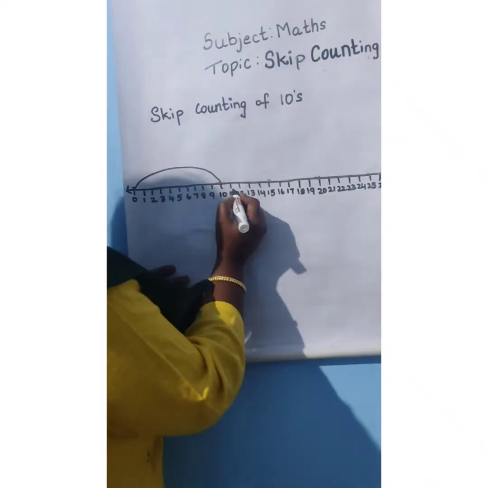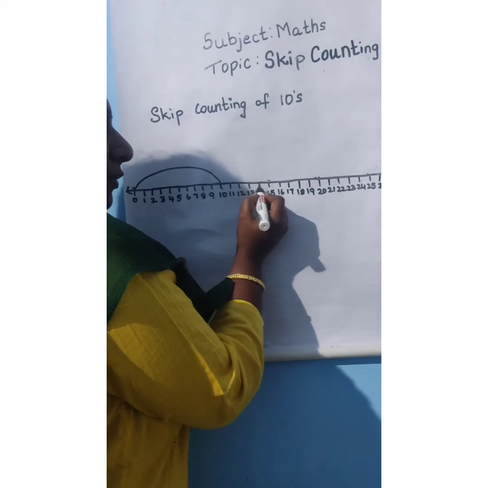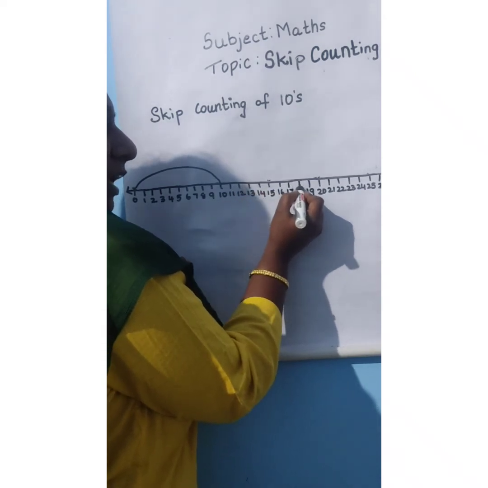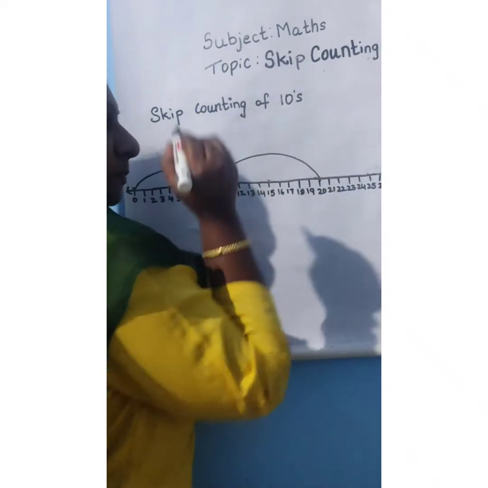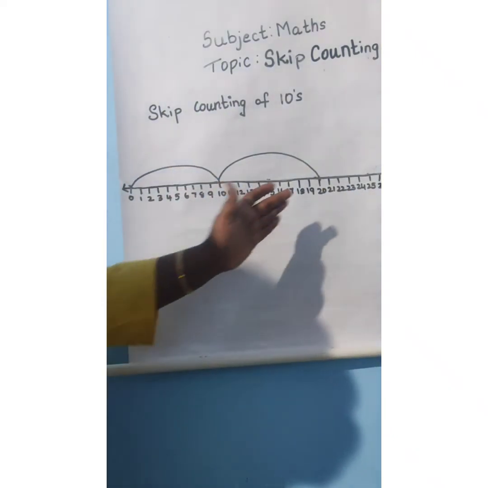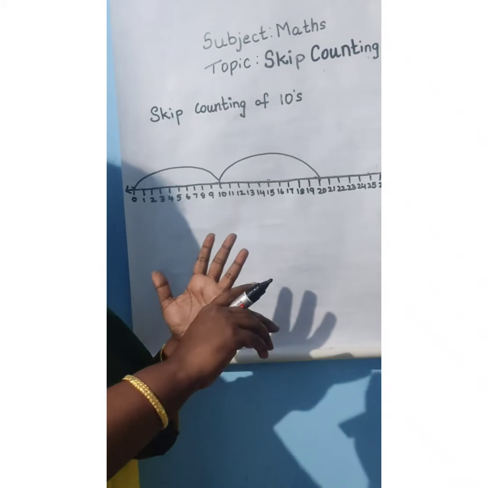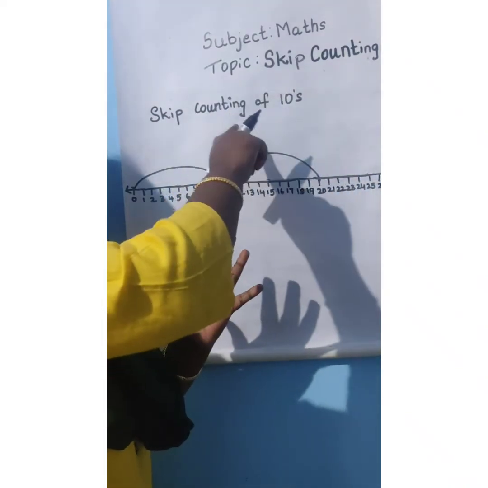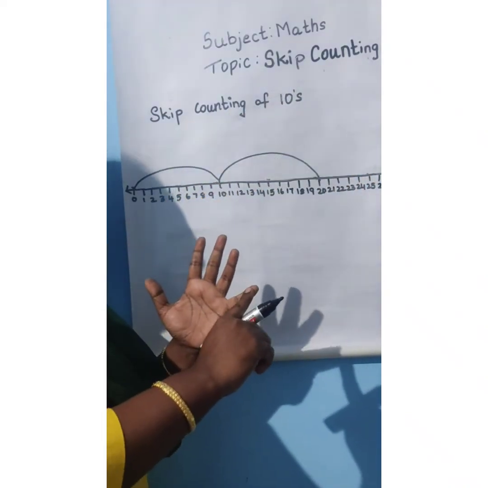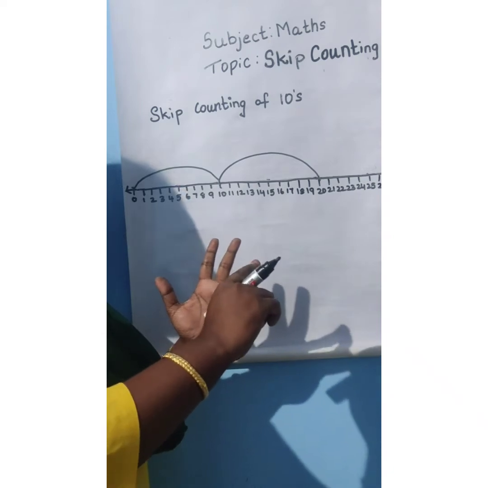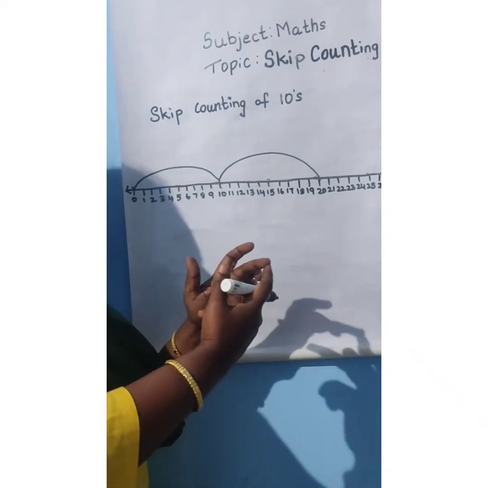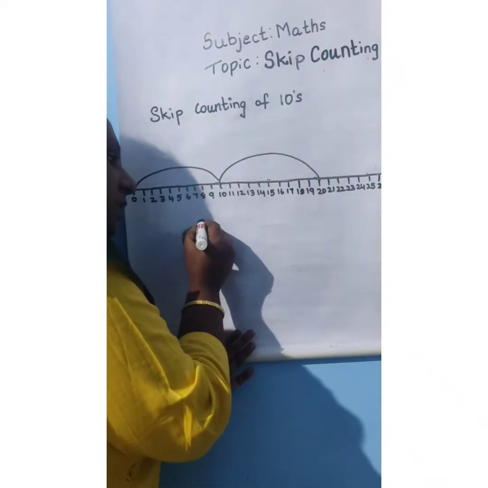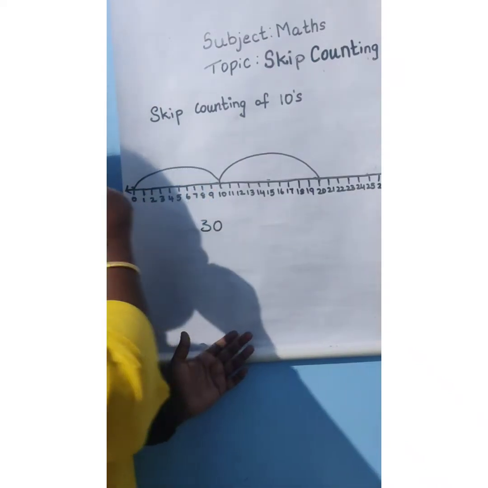Next is from 11. Count 1, 2, 3, 4, 5, 6, 7, 8, 9, 10. So from 10 to 20. Okay, so from 10 to 20. Next, what will be the number? If it is skip counting of tens, what will be the next number? After 20, 21, 22, 23, 24, 25, 26, 27, 28, 29, 30. So the next number will be 30.